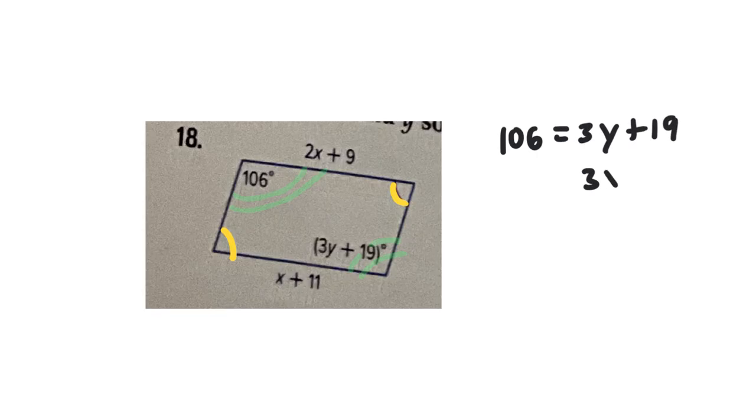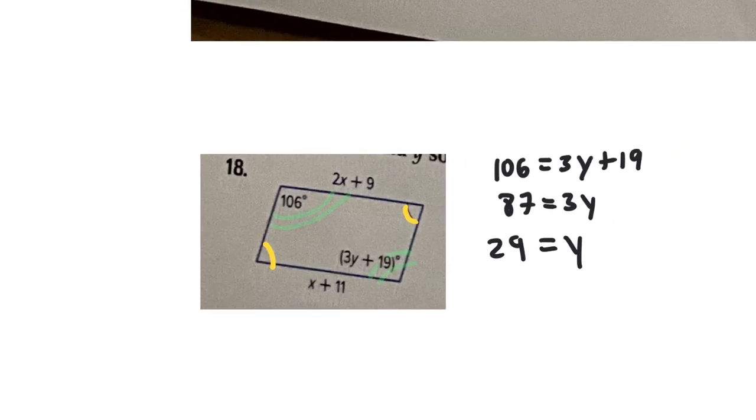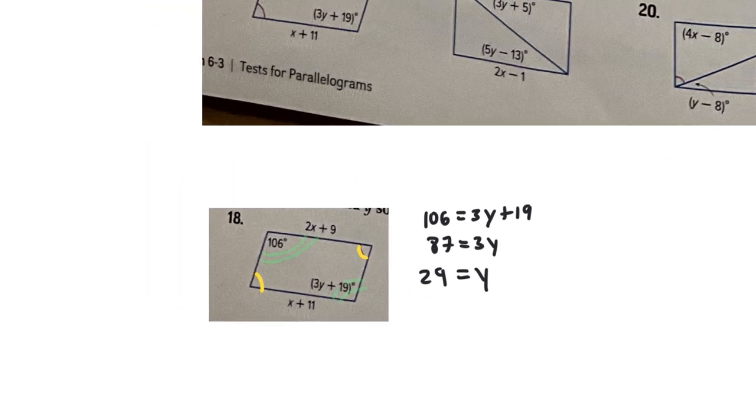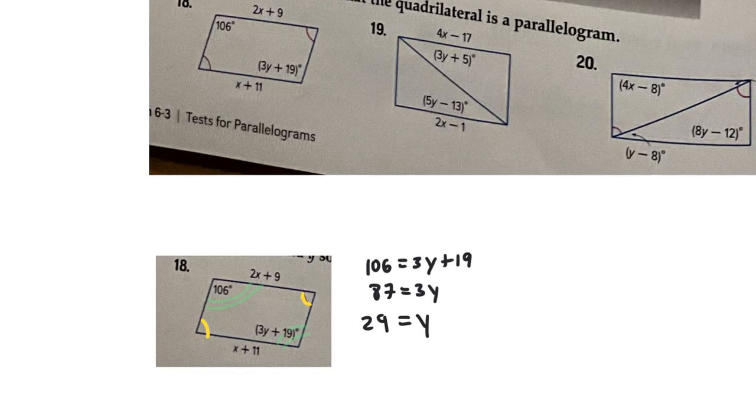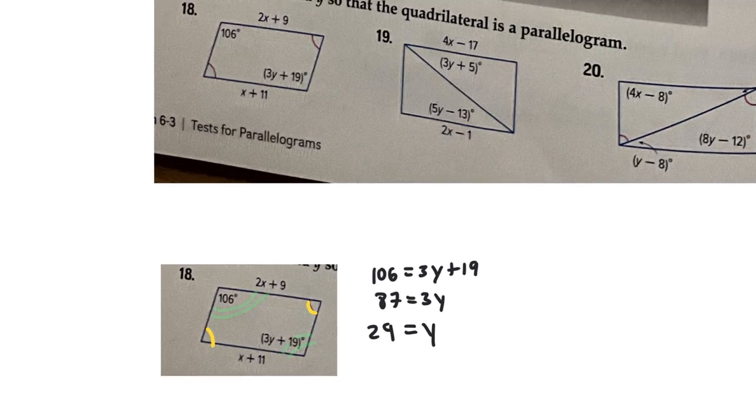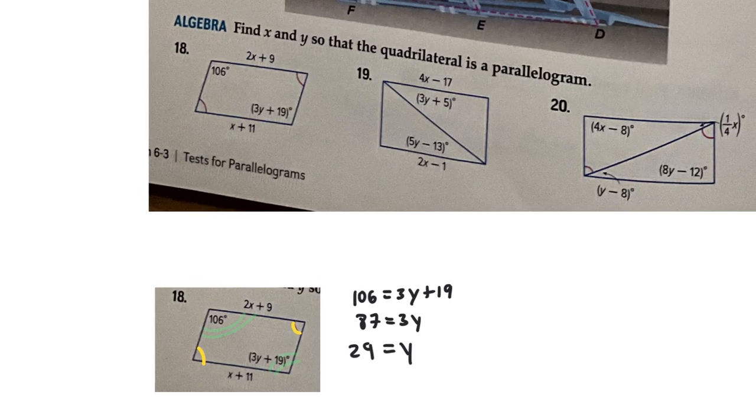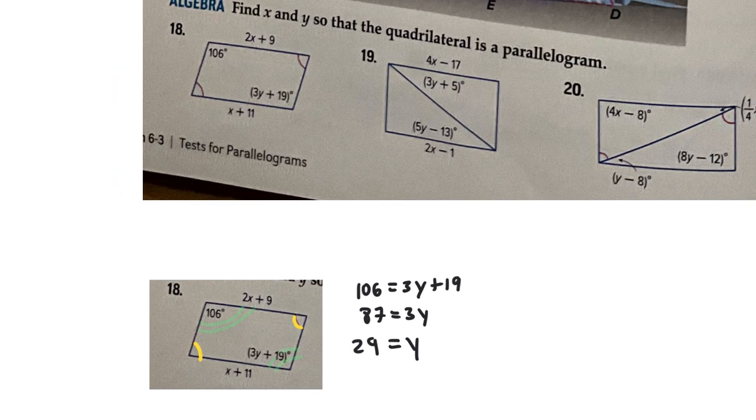For my student watching, I know she knows you can subtract 19 from both sides, and that would give us 87. And then dividing both sides by 3 would give us 29, I do believe. So that would be something that would correspond with this quadrilateral being a parallelogram. But let's once again look at the directions. Find x and y so that the quadrilateral is a parallelogram. Okay. Well, yeah, if y was 29, this would indeed be a parallelogram.